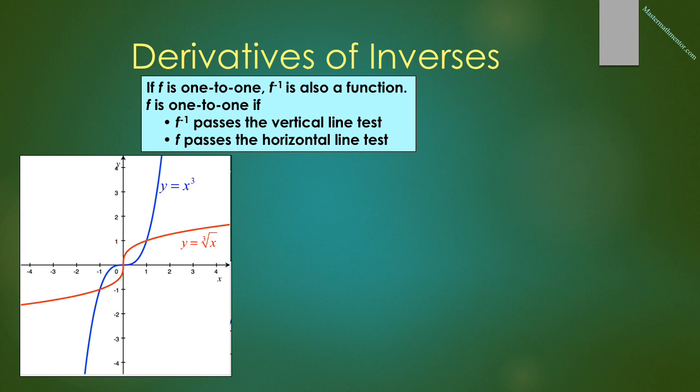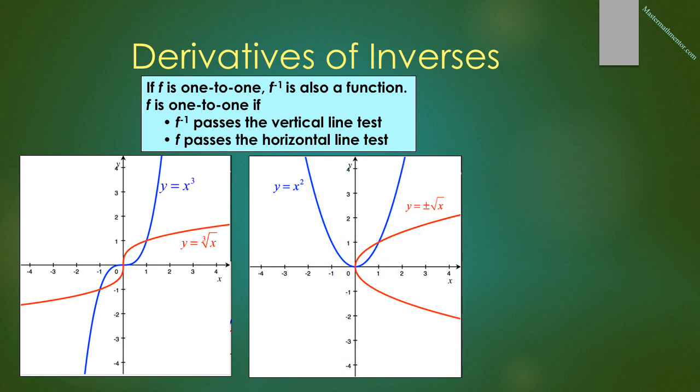But you don't even have to plot the inverse. You can look at the f curve and determine if it passes the horizontal line test, meaning that if we draw a horizontal line through that curve, it will only intersect the blue curve at one point.